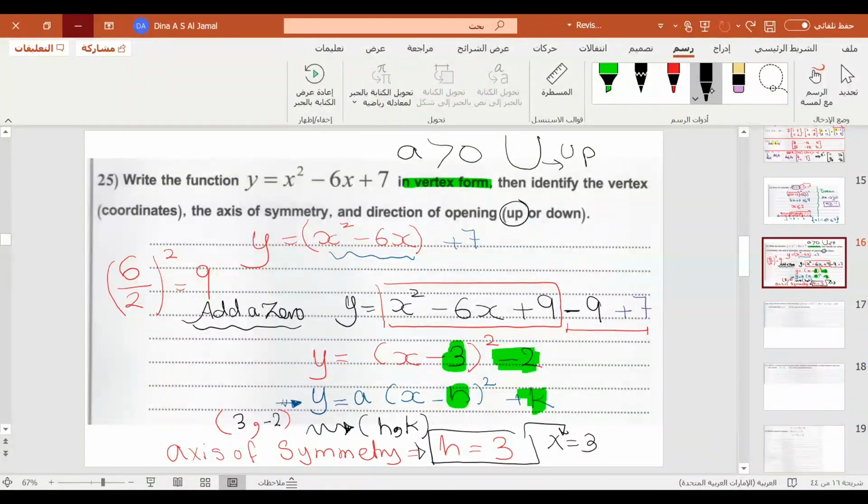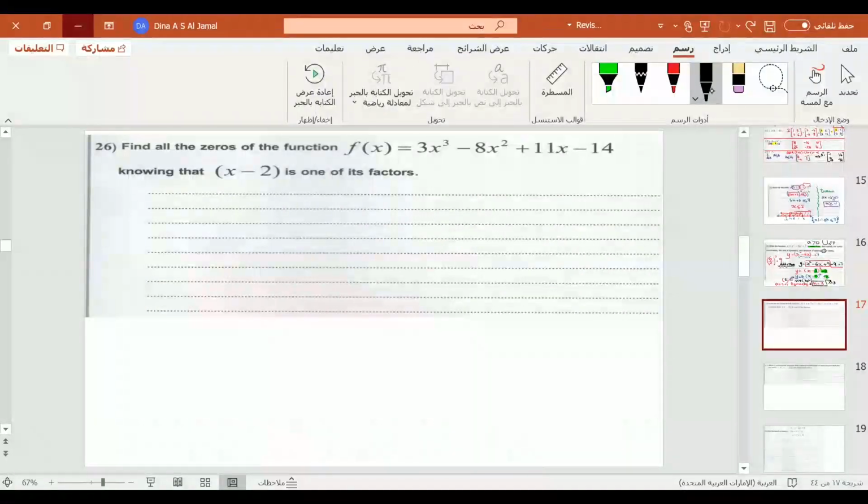Now let's go to the 3 last questions. Find all the zeros. So if you can see, they are repeating the same questions each time. So that's why if you watched all the videos of the exams that I did, they are repeating the same concepts. So here, he would like you to find all the zeros. So use synthetic division and look at the factor that he gave you. Equate it to 0. So it will be 2.